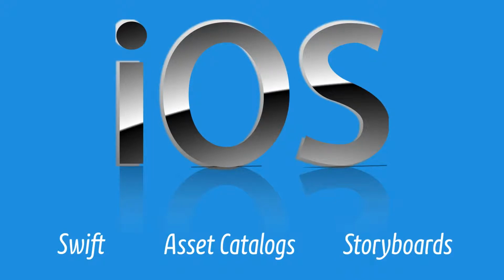So what are we going to talk about today? First, we'll talk about our fancy new language on the iOS side called Swift. Second, we're going to talk about a powerful tool that we have on iOS for managing assets called asset catalogs. And third, we're going to talk about Apple's latest way of designing UI and UX for iOS called Storyboards.